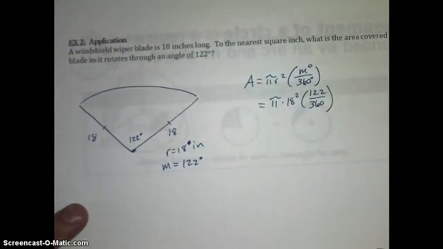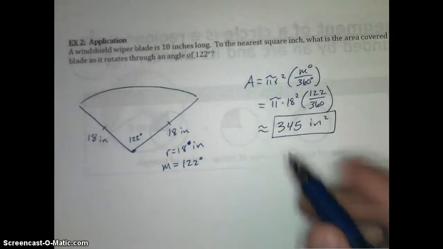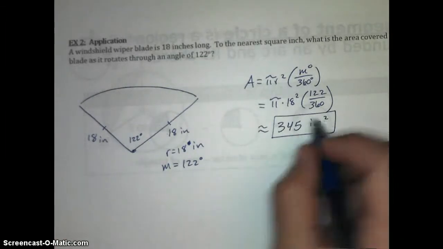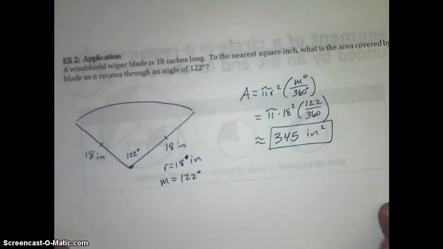I want you to go ahead and do that calculation. Pause the video if you need more time. When you are ready, click play, and this is the answer that we should get. Approximately 345 square inches for the area of that sector.